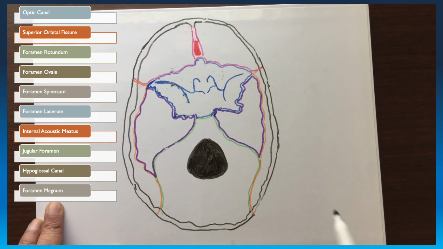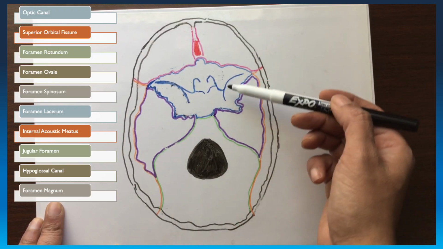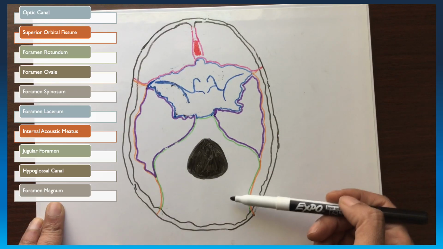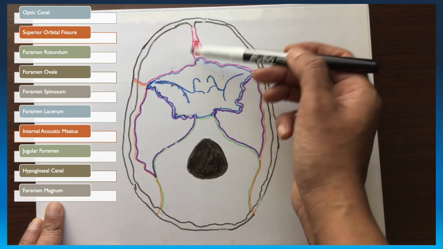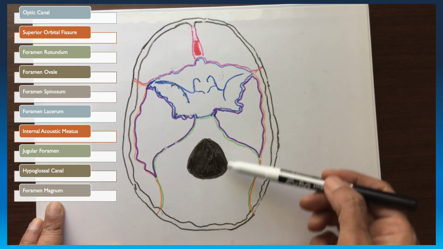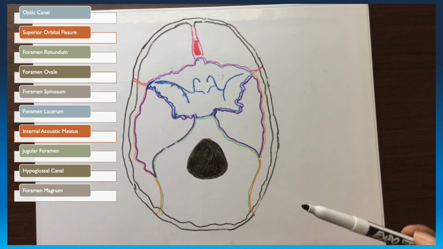So the first thing we want to do is sort of orient ourselves. Frontal bone, temporal, sphenoid, parietal, occipital. Here's the ethmoid bone, and that's your crista galli and your cribriform plates on either side. And then, of course, we've got the big hole, which is your foramen magnum.